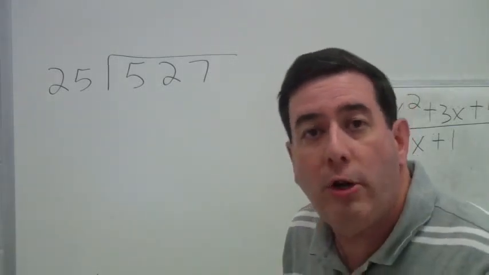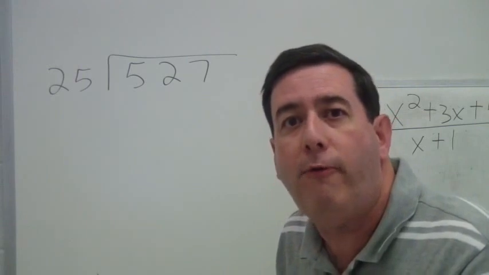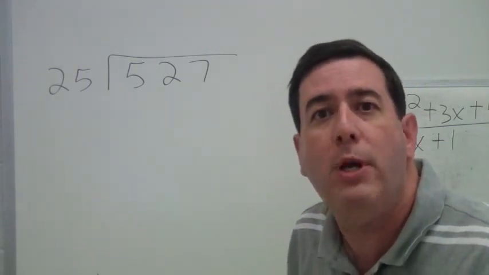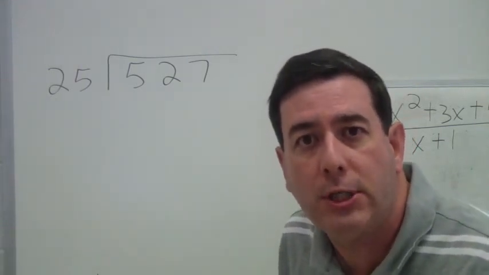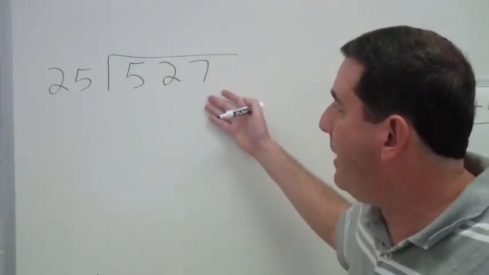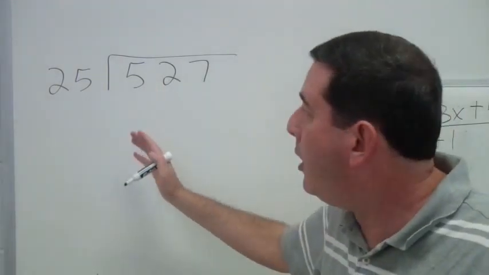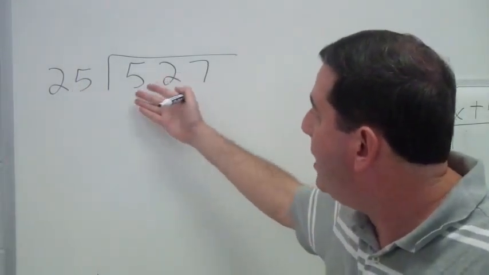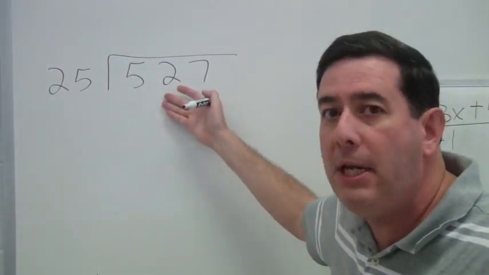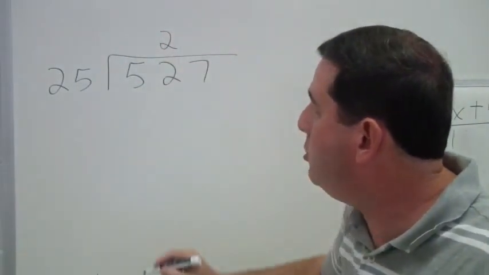Let's talk about long division with polynomials. For us to begin, it will be helpful for us to remember what we did when doing long division in elementary school with numbers. For instance, 25 goes into 527. We don't do the whole thing at once. First, we just say 25 goes into 52 how many times? Well, 25 goes into 52 2 times.